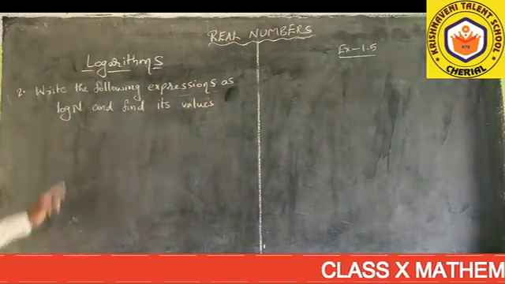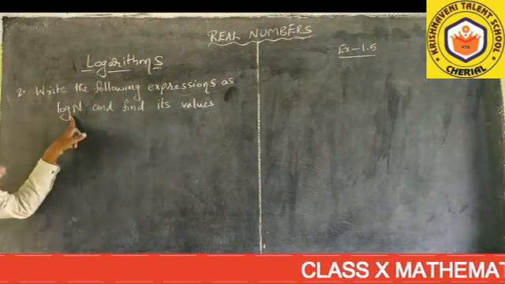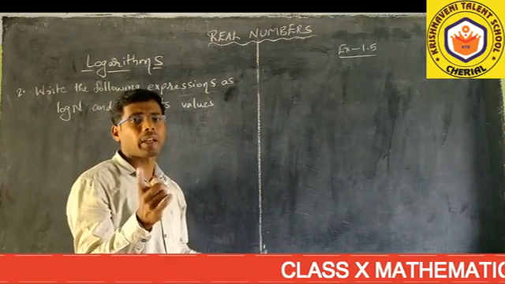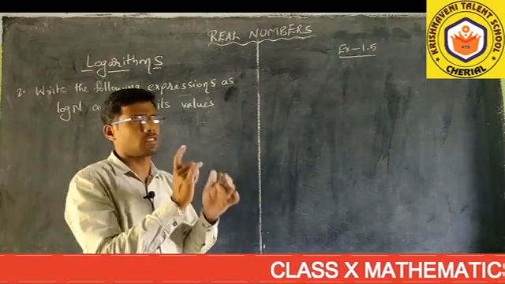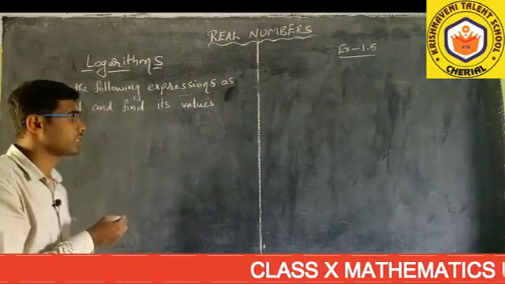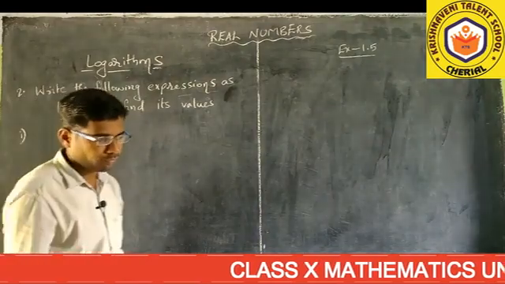The meaning of this is: write the following expressions as log n. Means in that problem only one logarithm should be there. Remaining, all those different logarithms, you have to make it as a single logarithm. That is what he is asking to do. And this is the first problem.